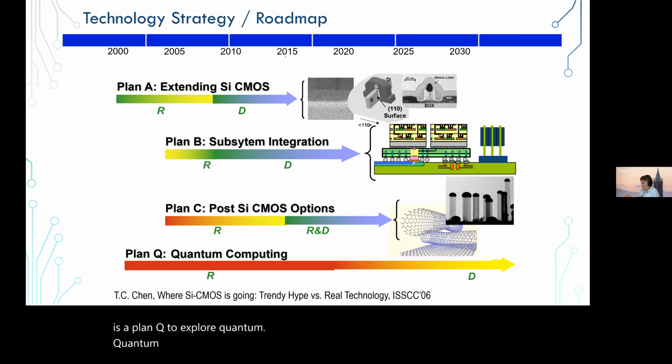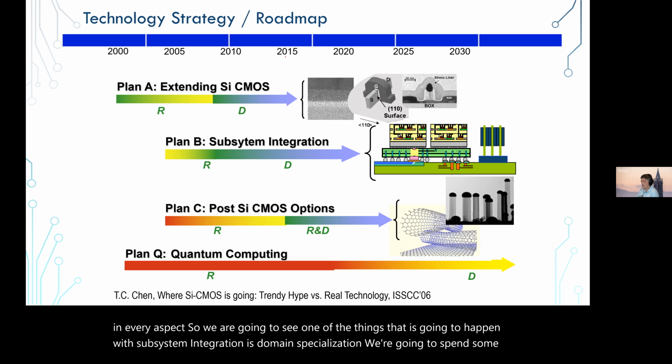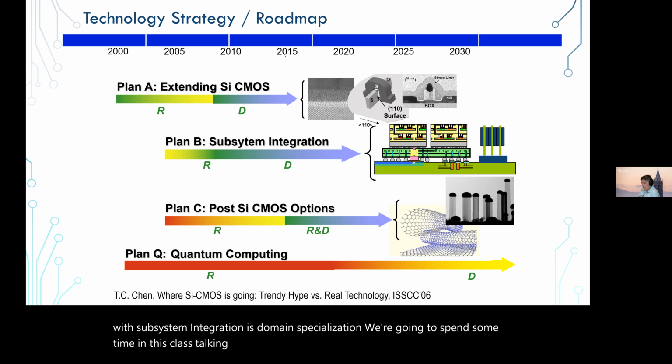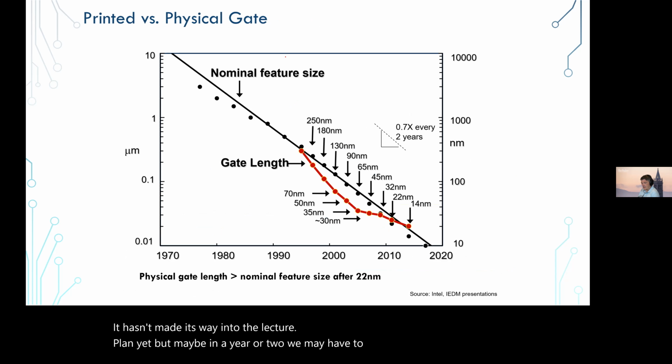Quantum is really popular, and it is becoming much more practical now, but not in every aspect. So we are going to see one of the things that is going to happen with subsystem integration is domain specialization. We're going to spend some time in this class talking about domain specialization. And what we'll see, quantum may be interesting for certain domains. It hasn't made its way into the lecture plan yet, but maybe in a year or two, we may have to have a lecture on quantum.